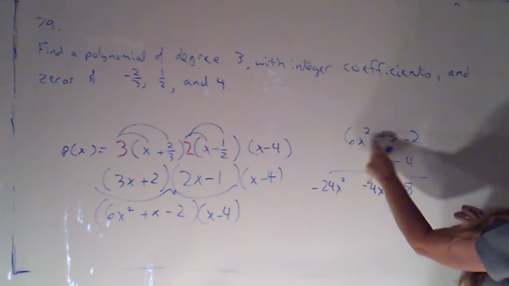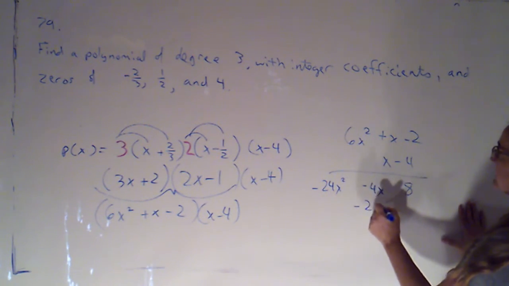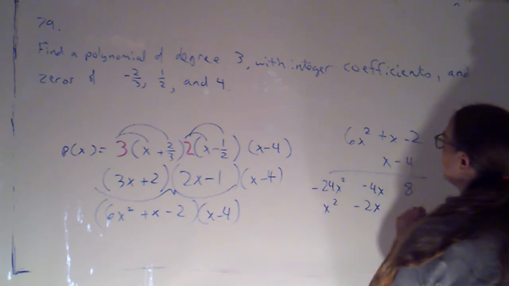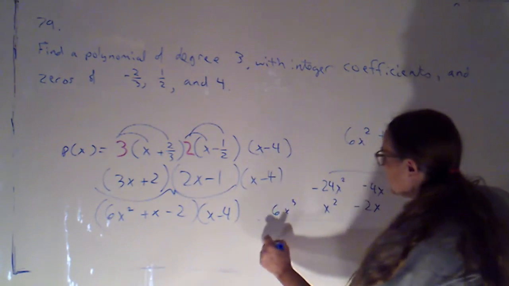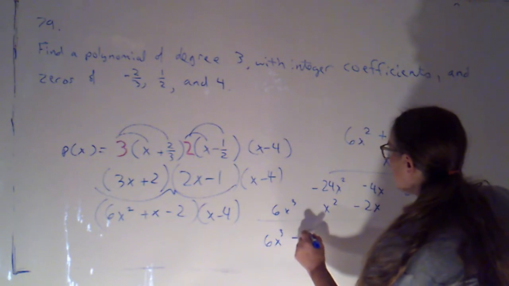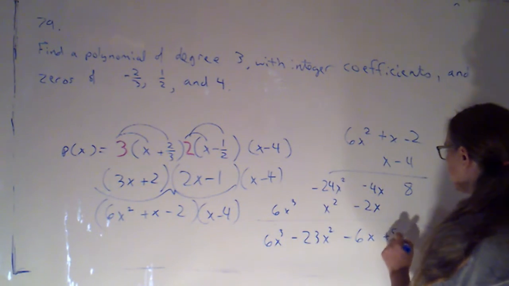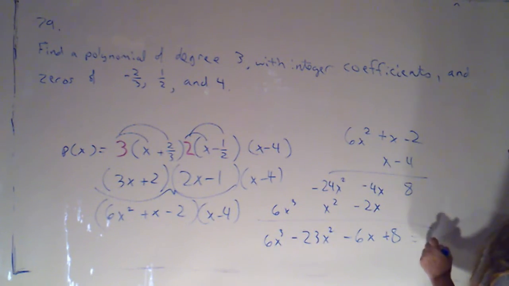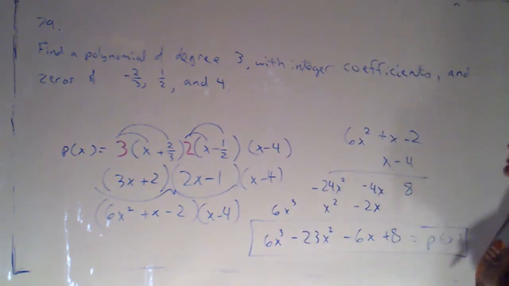And then I'll distribute the x to each of those terms. So I'll get a negative 2x, a positive x squared, and a 6x cubed. Combining, 6x cubed minus 23x squared minus 6x plus 8. That would be my p of x multiplied out.